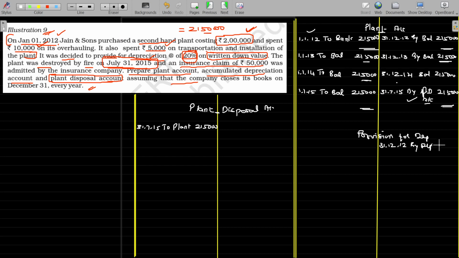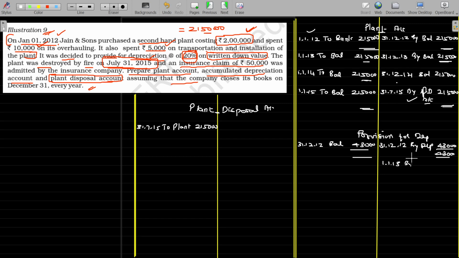43,000. Hope you could understand. So it's 43,000. Now if I tally this, you will get the same 43,000 as the balance on the same date, 31/12/12. To balance brought down 43,000. This becomes the opening one for the next year, 1/1/13.